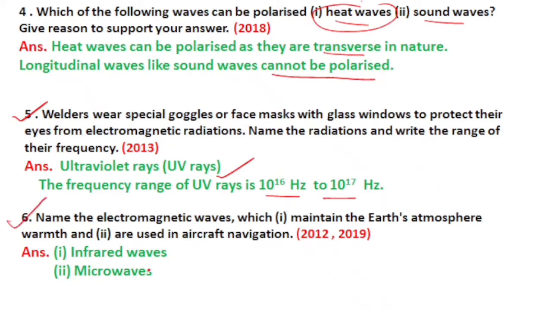Next question number 6. Name the electromagnetic waves which keep the Earth's atmosphere warm and are used in aircraft navigation. Which electromagnetic wave keeps the Earth's atmosphere warm? Yes, infrared rays. And the electromagnetic waves which are used in aircraft navigation, which have higher wavelength, that is microwaves. So in this way, you write the answer of all questions.